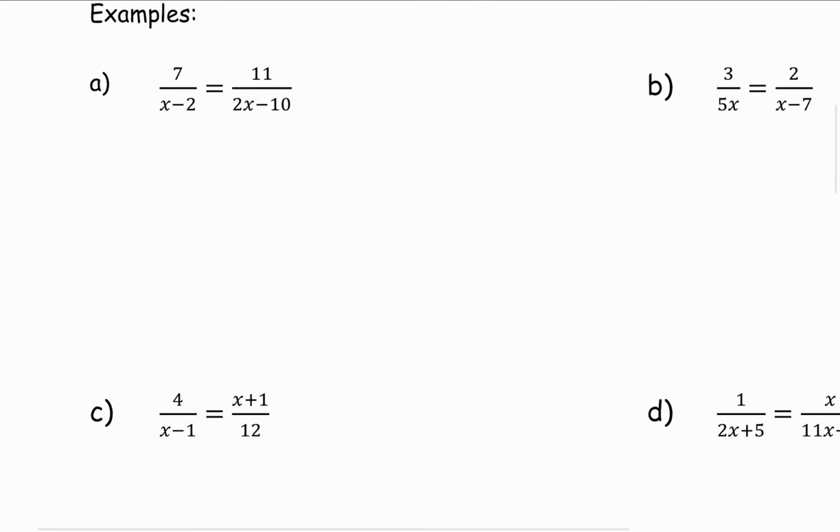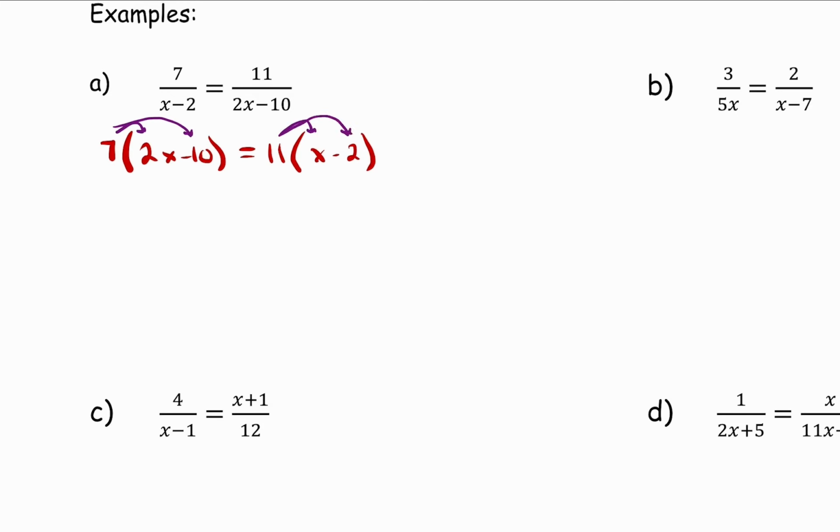So here we have a rational expression. Step one, we said, was multiply your diagonals. So we're going to go 7 times 2x minus 10, and that's going to get set equal to 11 times x minus 2. The one place that I see students make a mistake is when they distribute, they only distribute to the first term, not to both. So make sure you do that appropriately. Here we get 14x minus 70, and that's going to equal 11x minus 22.